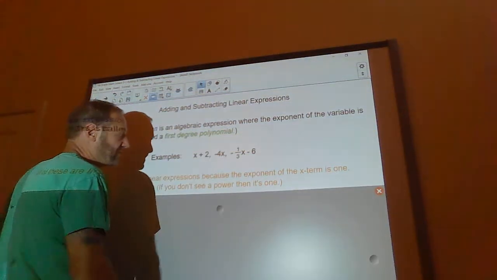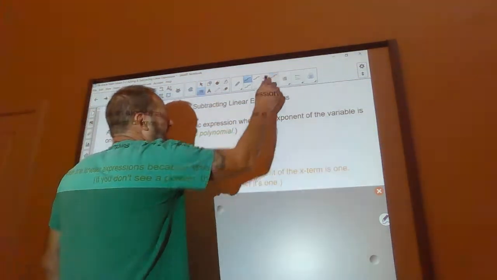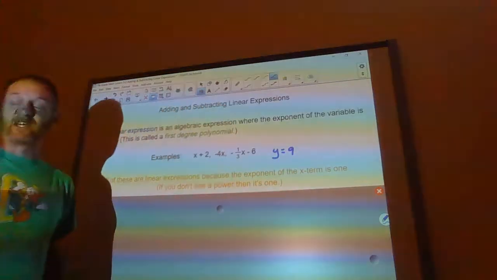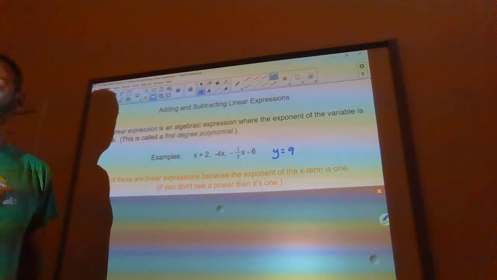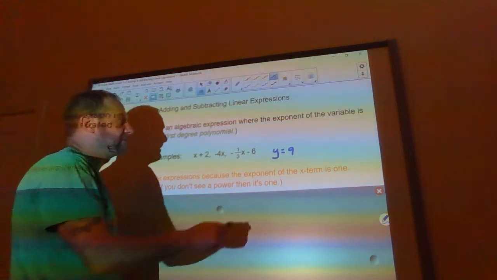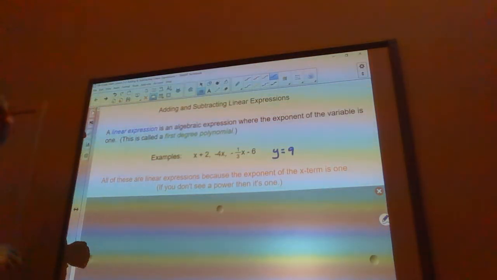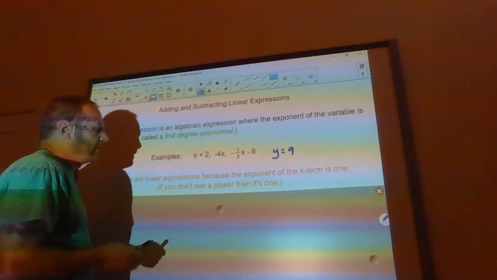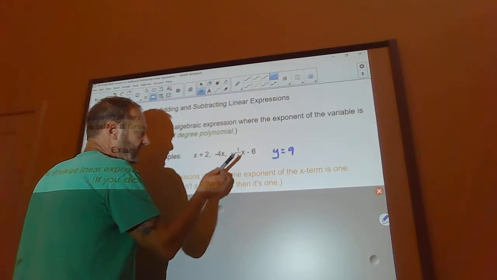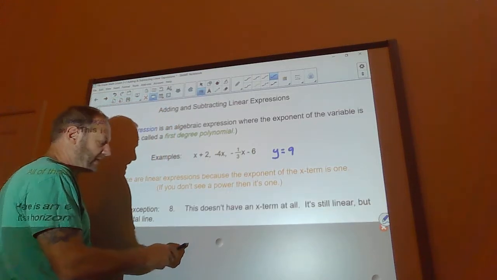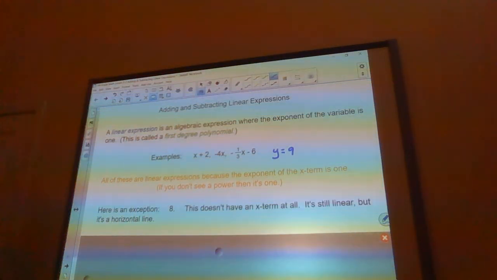Now here's the kind of exception to that. If you had an equation y equals 9, that doesn't have an x term at all. It's still a linear expression though. This is a horizontal line. As we'll learn later, this is the slope of the line. This takes a line that's horizontal and tilts it. But we'll get to that a little later. Here's another exception: 8. It doesn't have an x term, but it's still linear because it's a horizontal line.